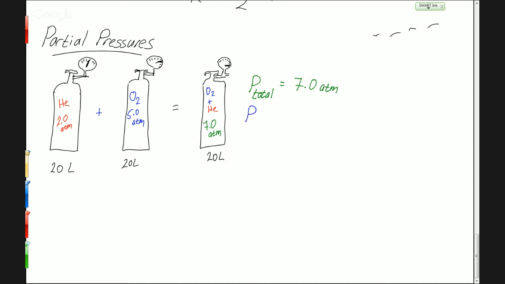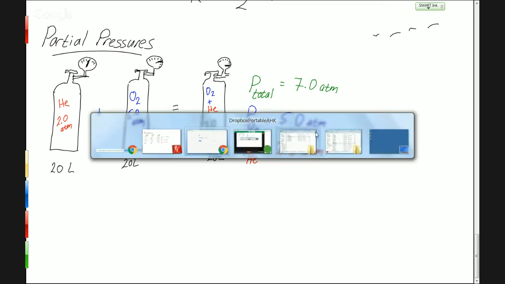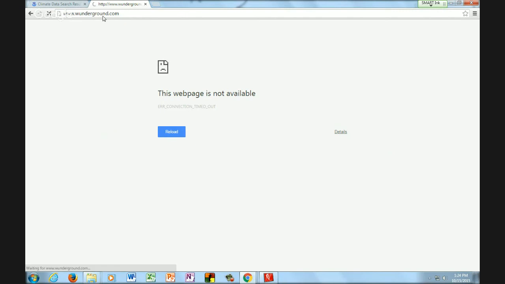But then we can talk about two partial pressures in that container too. The partial pressure of oxygen is still 5 atmospheres, and the partial pressure of helium is still 2 atmospheres. So each gas, even though they're together, is exerting its own pressure. And so we can talk about the proportion of one or the other based on how much of the total it's adding up to.